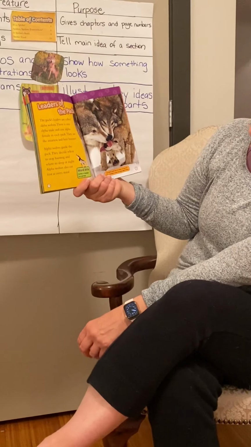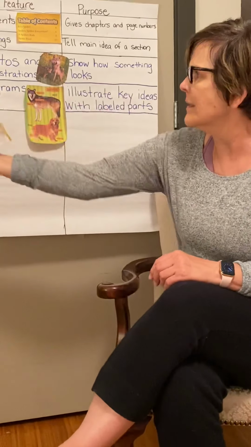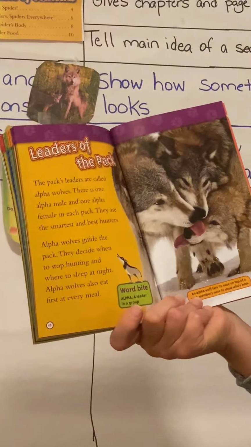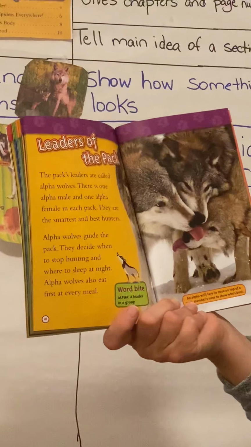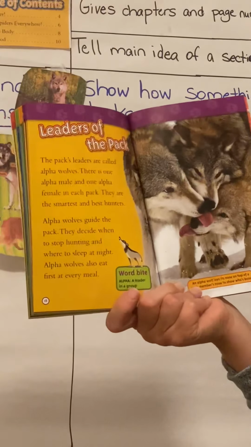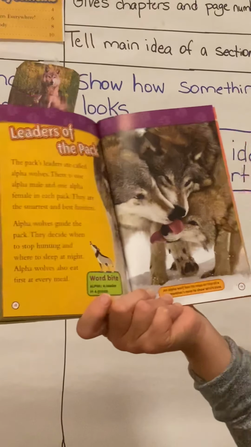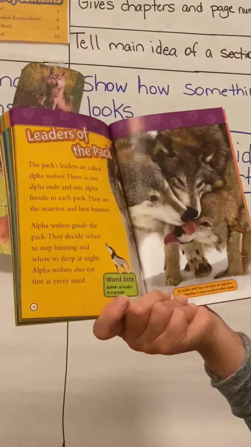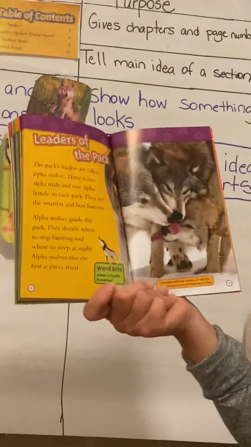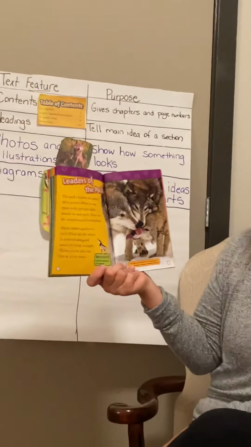Let's do a green question. Let's do what do alpha wolves do for the pack? The pack's leaders are called alpha wolves. There's 1 alpha male and 1 alpha female in each pack. They are the smartest and best hunters. Alpha wolves guide the pack. There's my answer.